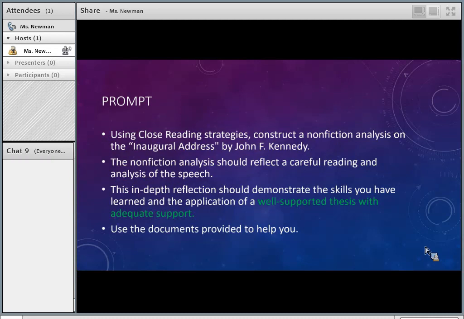Using close reading strategies, construct a non-fiction analysis on the inaugural address by John F. Kennedy. The non-fiction analysis should reflect a careful reading and analysis of the speech. This in-depth reflection should demonstrate the skills you have learned and the application of a well-supported thesis with adequate support. Use the documents provided to help you. So you're going to use those extra documents to gather ideas about the speech.